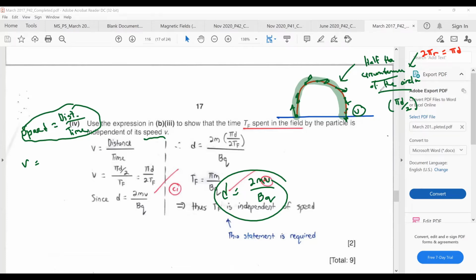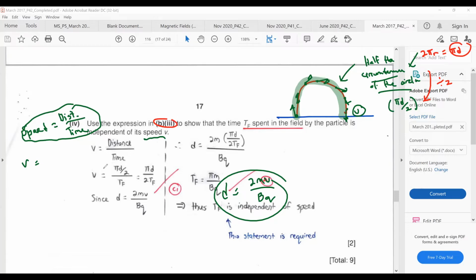Okay, if you're talking about half of the circumference of a circle, it means that you need to divide by 2. So it becomes pi d over 2. I want to relate it to d because the expression in B3 was in terms of d, the diameter.